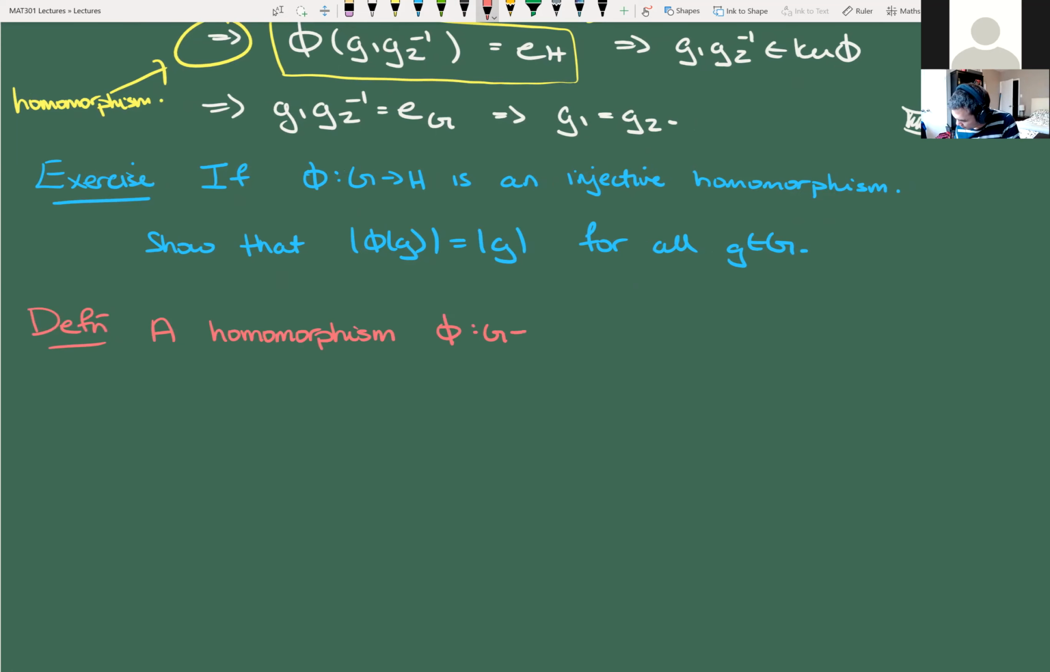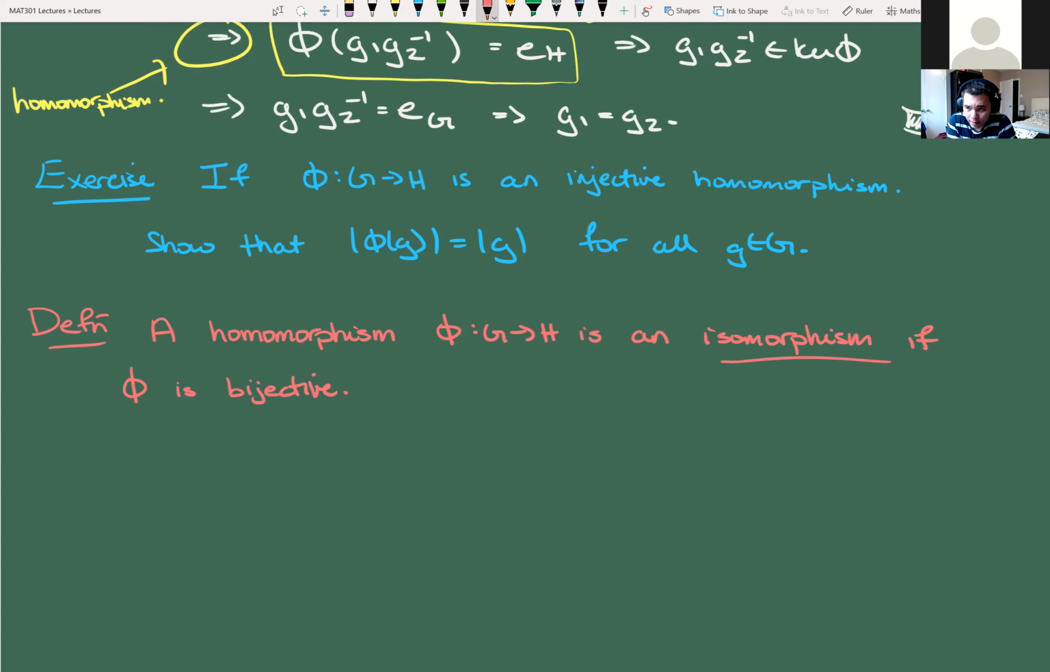A homomorphism phi from G to H is an isomorphism if phi is bijective. Okay, so a bijective homomorphism is called an isomorphism. And that shouldn't be surprising. Again, linear transformations, exact same thing, right? A bijective linear transformation, we said, was a linear isomorphism, right? So we have exactly the same sort of thing being true for groups as well.